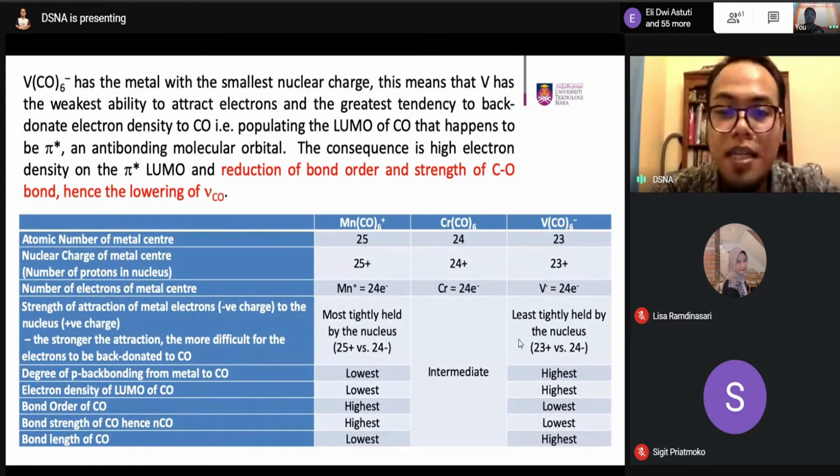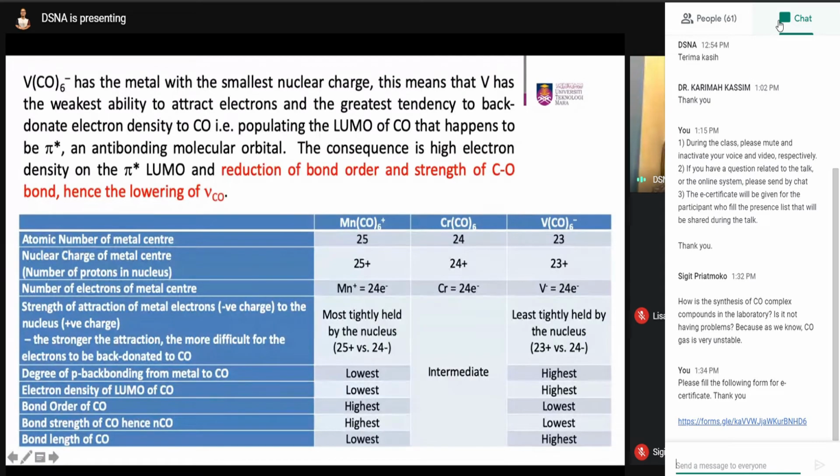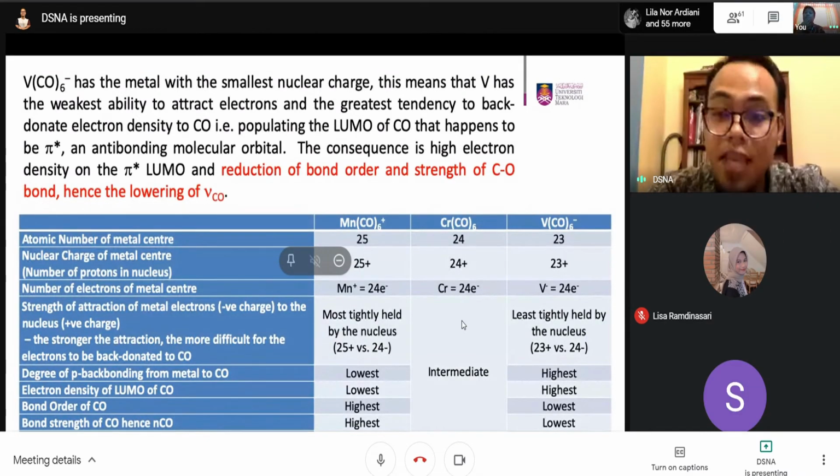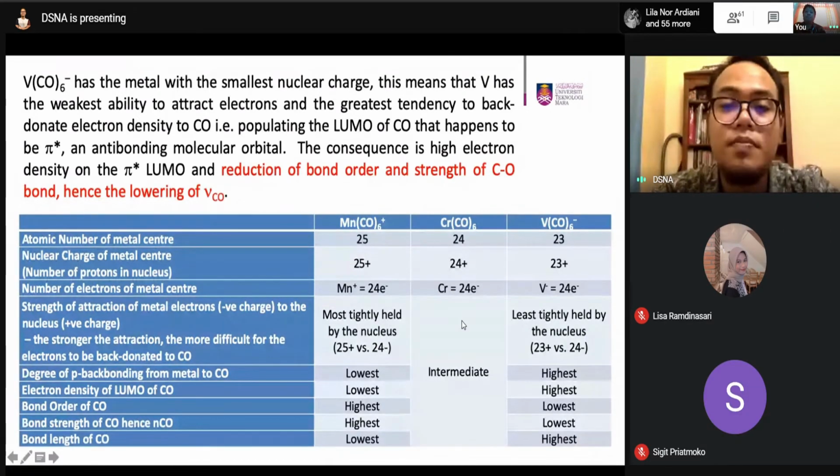So for manganese, it is manganese plus. So meaning we have lost one electron. So that's why the number of electrons is no longer 25. It is 24 electrons. But for chromium, nothing happened. The number of protons stays. The nuclear charge stays. But for vanadium, it is negatively charged. Now it is 24 electrons. So meaning we have gained one extra electron here.